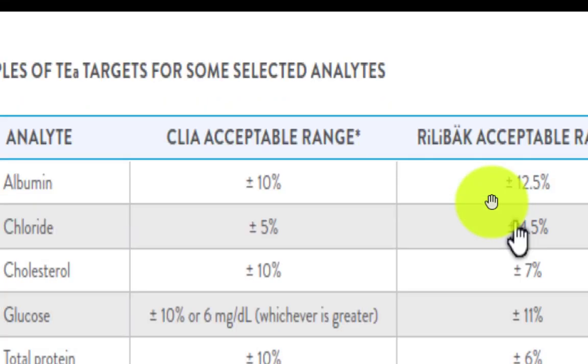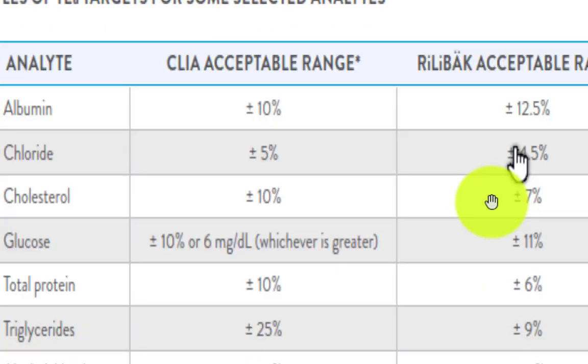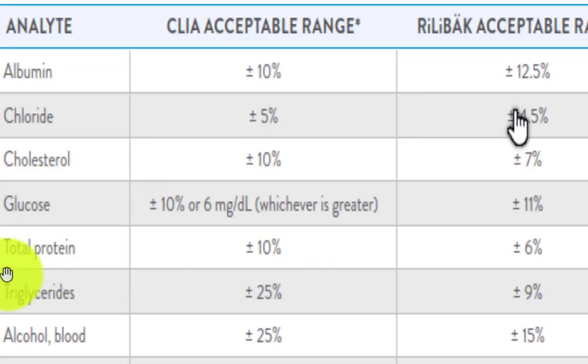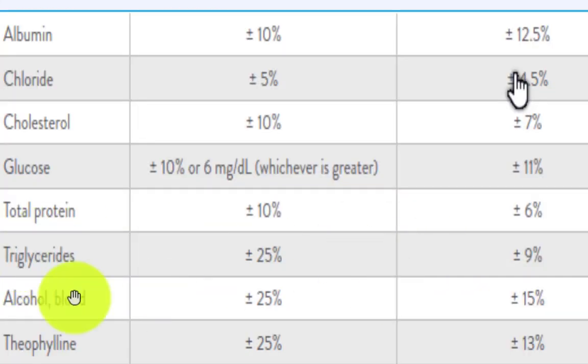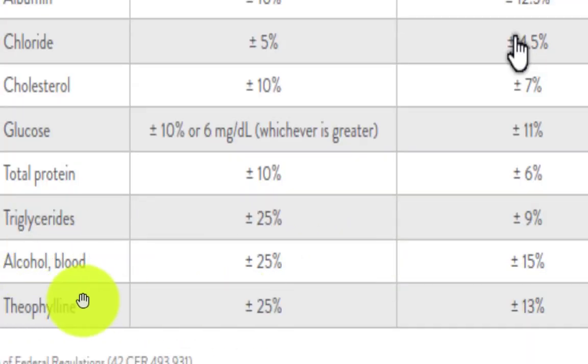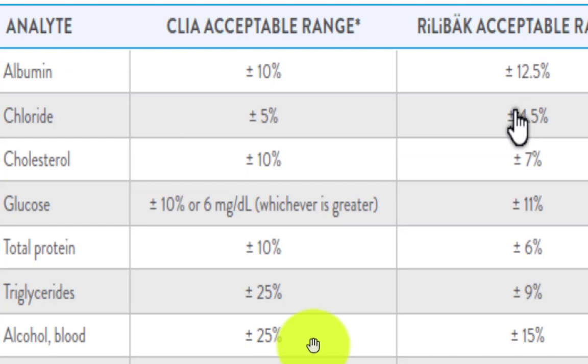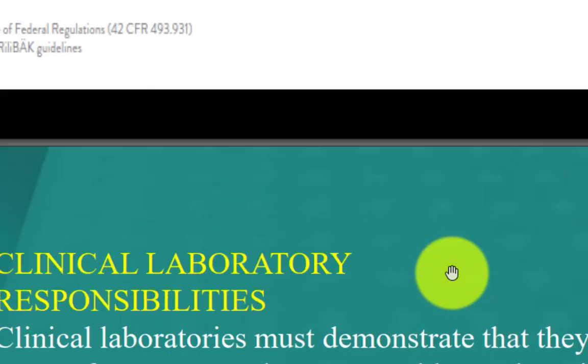Examples of TEA targets for some selected analytes: albumin, chloride, cholesterol, glucose, total protein, triglyceride, blood alcohol, theophylline. Here the CLIA, here the German guidelines.